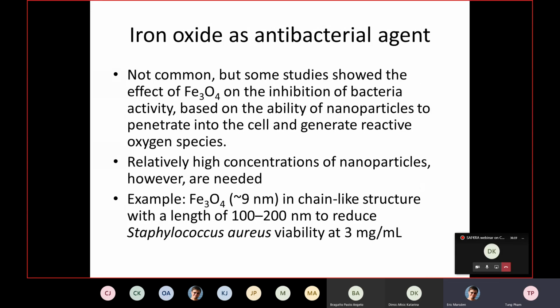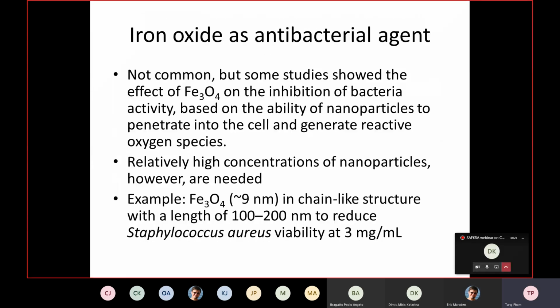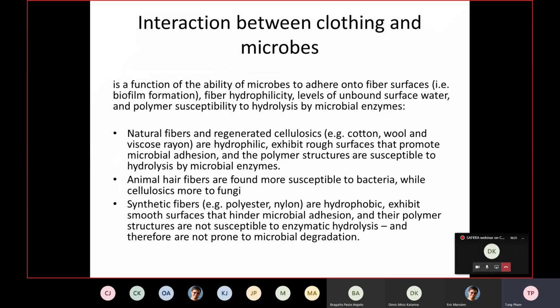Let's move on. I will skip zinc oxide, I will skip iron oxide. The interaction between clothes and microbes, I think I can also skip.